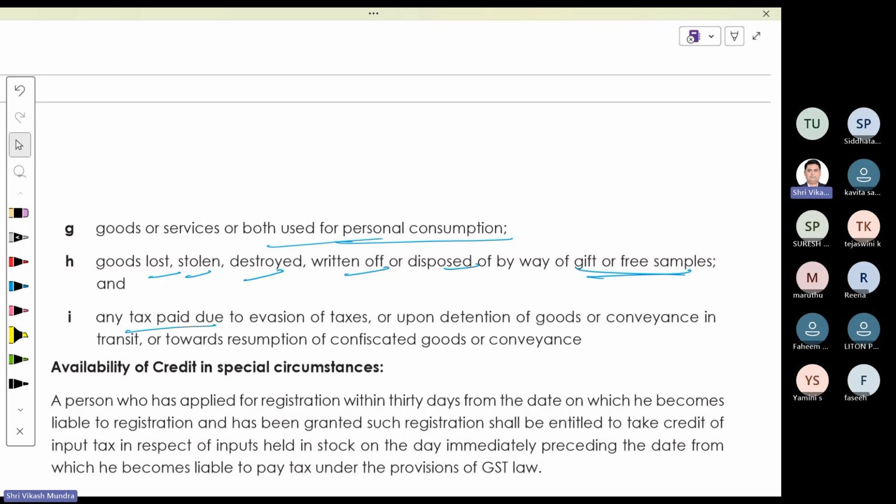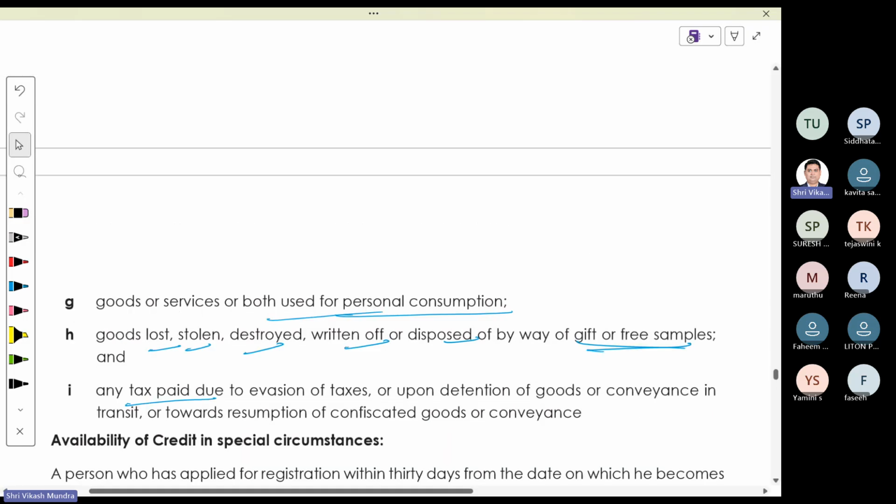That's why try to understand one more thing here. Practically, suppose I bought goods from A of Delhi.